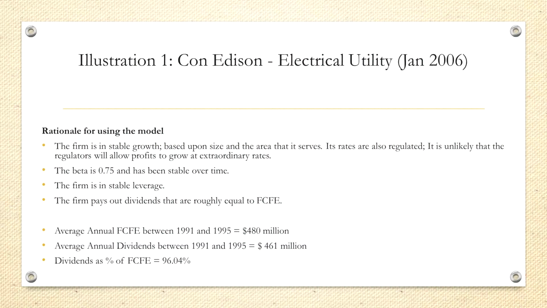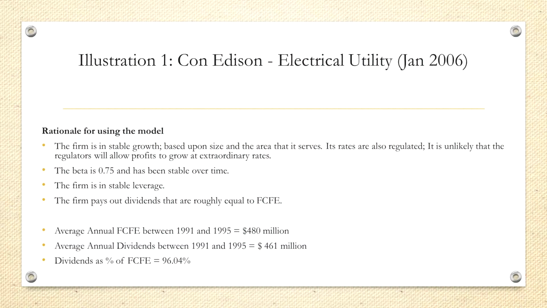And the company is in stable growth based upon the size and area that it serves, and its rates also. The rates of electricity are highly regulated. It's unlikely the regulator will allow profits to grow at extraordinary rates. Second, this company has low risk, where beta is at 0.75, and it's been stable for a long time. Third, this company has stable leverage, and lastly, the company pays a dividend that is roughly equal to its free cash flow to equity.